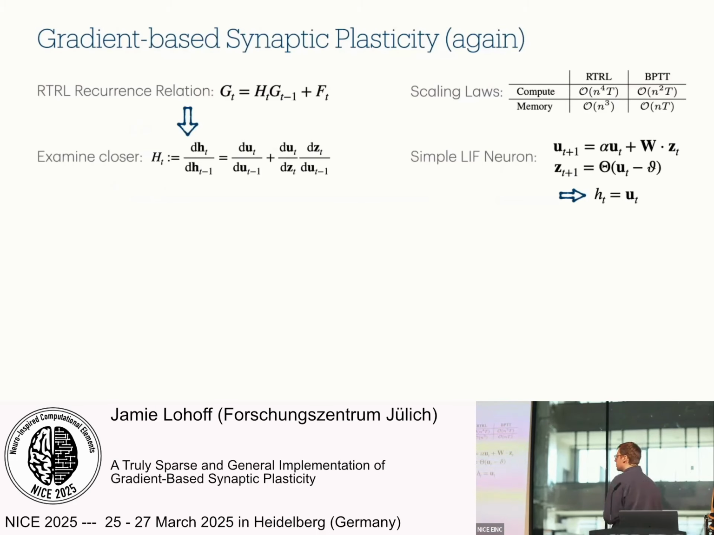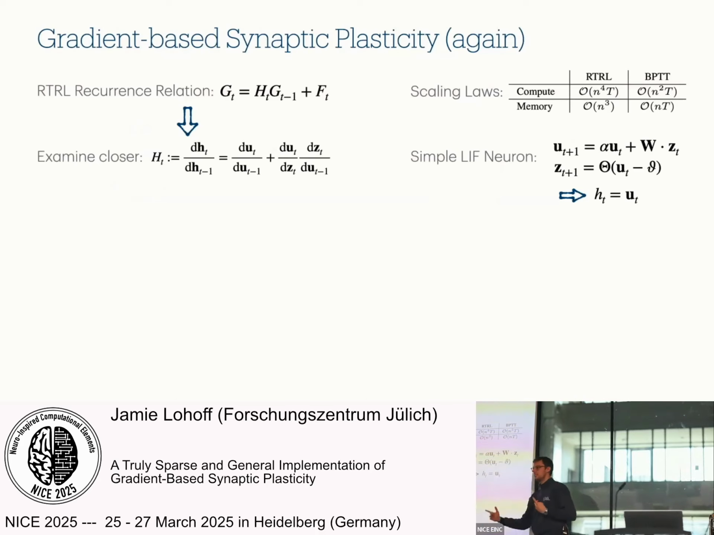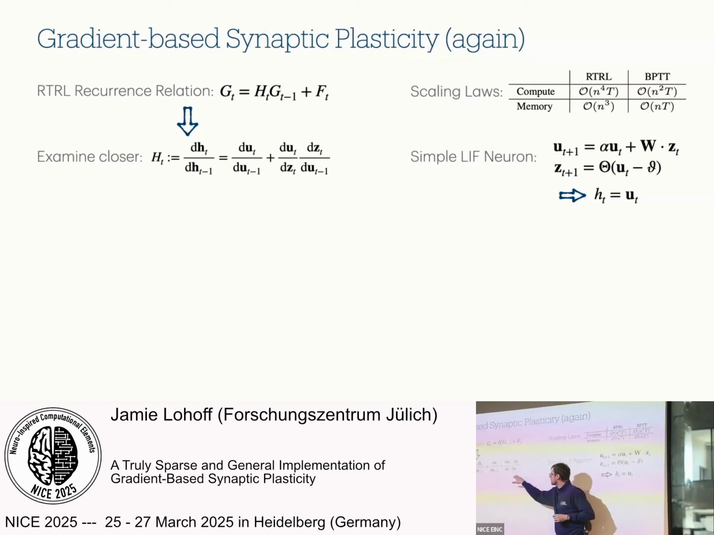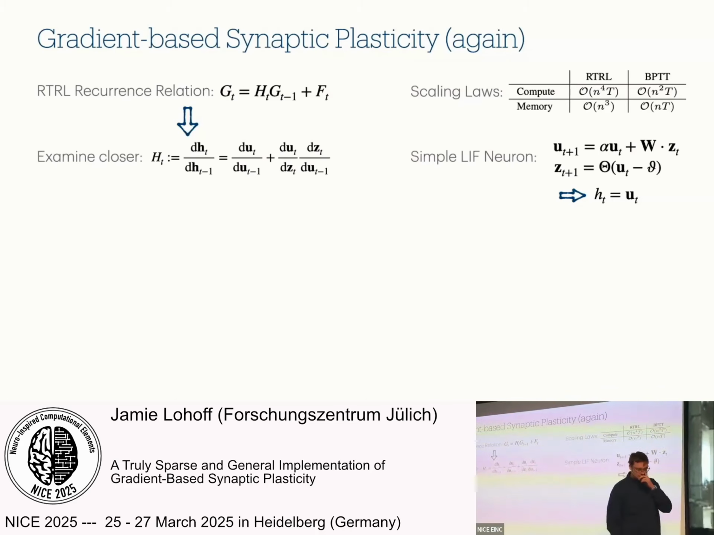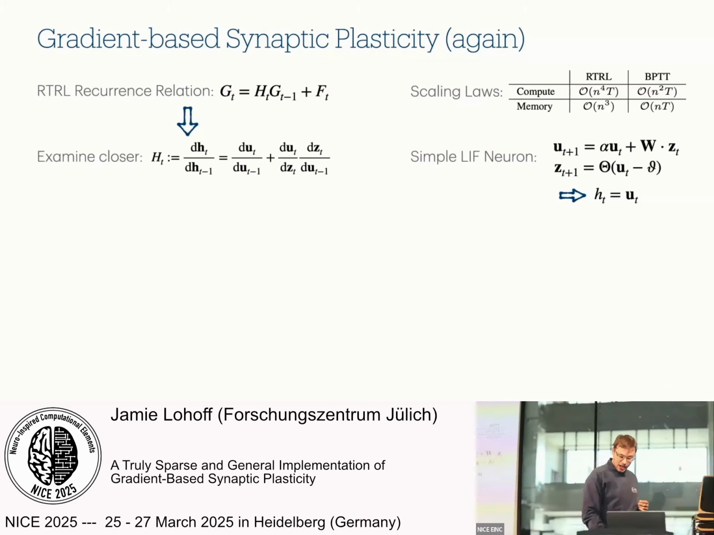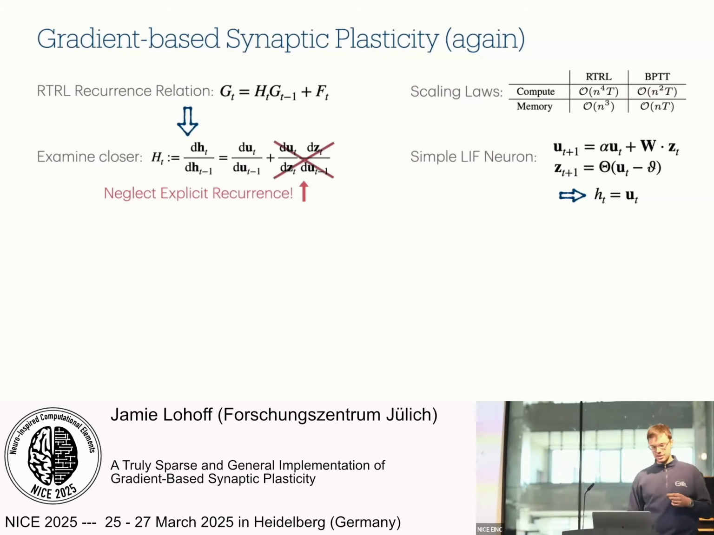So the core interesting quantity we need is this H of t. H of t is basically the causal dependence of the state onto itself in the past. So it's dH of t after dH of t minus 1. And if we look at this, and we, for example, assume that we have a simple LIF neuron, this guy factorizes into two components, an explicit and an implicit recurrence. And EPROP, in the end, does nothing else than neglect explicit recurrence.